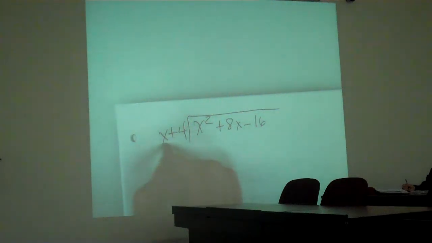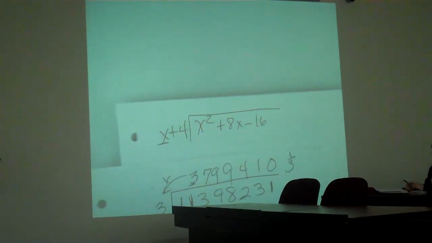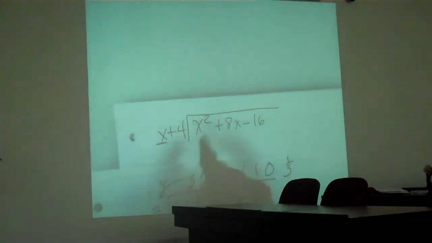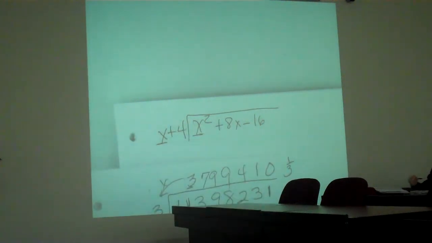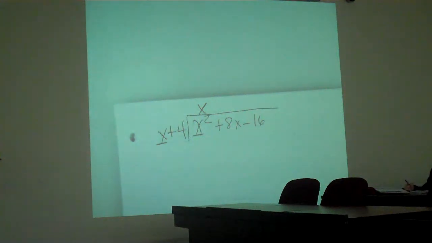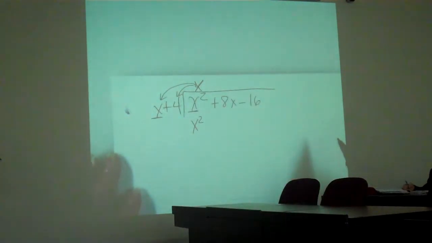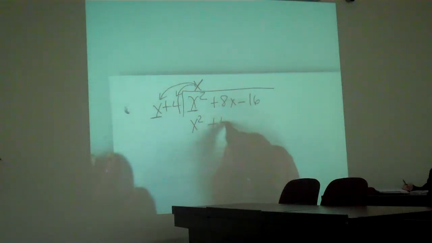Okay, remember when we did this a while ago, we said 3 times what will get close to 11? That's what we put there. Look at the first thing here. X times what is x squared? X. Okay, you have to multiply it by both of the terms though. X times x, x squared. X times positive 4, positive 4x, right?